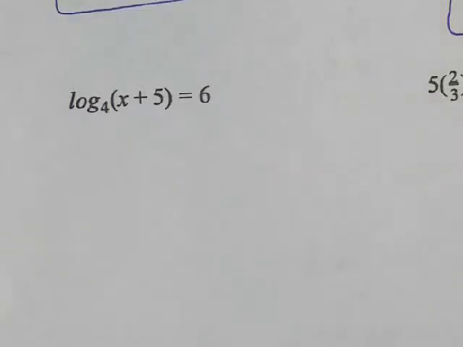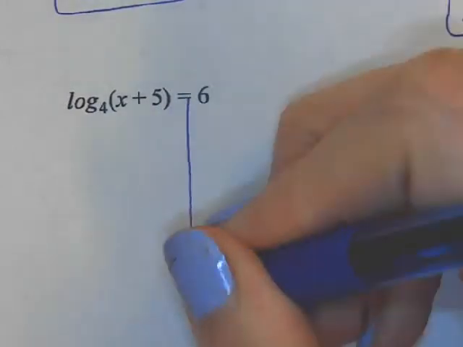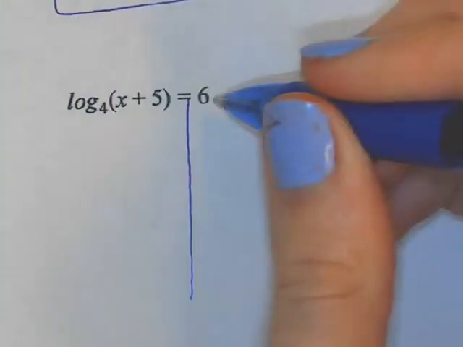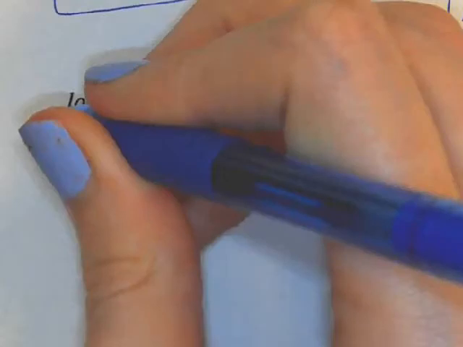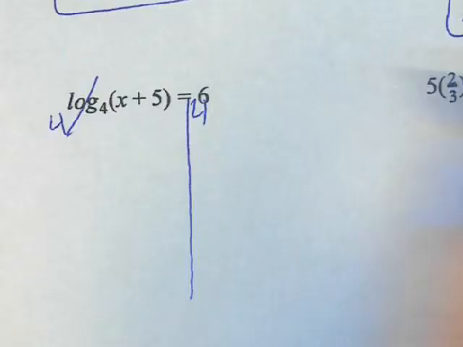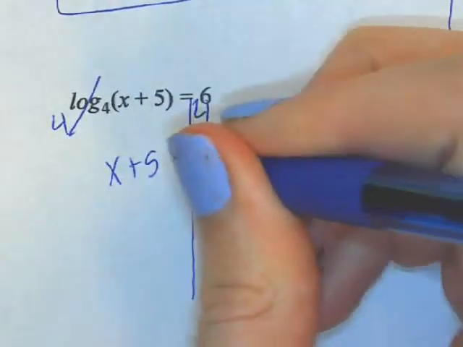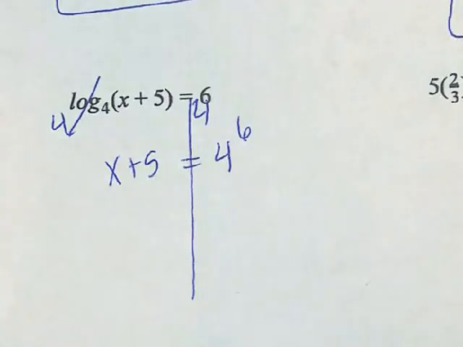Read it. Log base 4 of x plus 5 equals 6. Okay, so we know that this is a log with a base 4, so I need to use a what to get rid of that? Exponent base of 4. So raise both sides as the exponents, put a base of 4, cancels the log, and we get x plus 5 equals 4 to the 6th power.